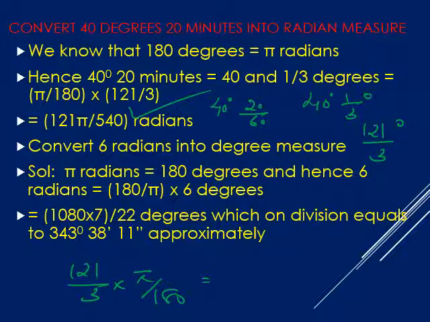Okay. Now 6 radian into degree measure. What you have to do? 6 into 180 by pi. Pi value is 22 by 7. So 6 into 180 into 7 by 22. After simplifying you are getting 343 degree 38 minutes 11 seconds. That means if you multiply 6 into 180 and divide, you get a remainder. After getting the remainder you have to make it into minutes and seconds.